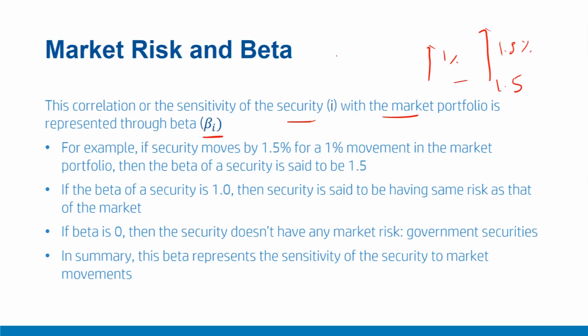Or if the market moves by a particular amount and the security moves by exactly the same percentage, let's say 1%, then it is said that the security has a beta of 1, and it has the same risk as that of the market.